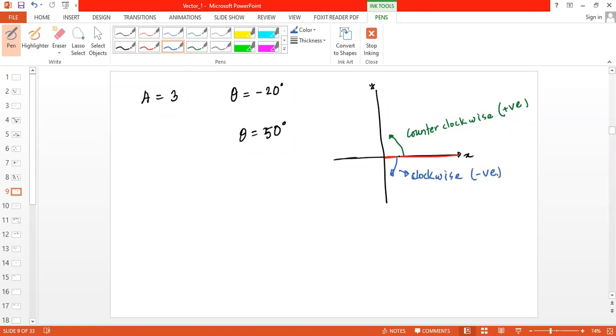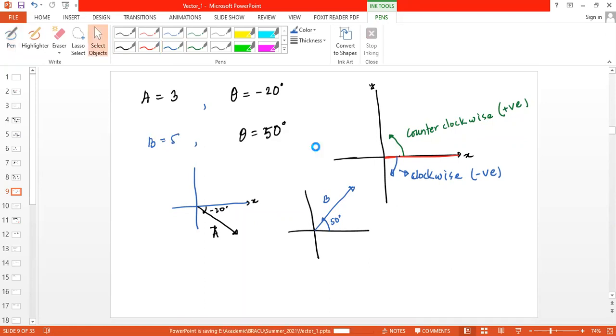So if someone says that the magnitude of the vector is 3 and the angle is minus 20 degree, this is my positive x direction. So let's say this is minus 20. So this should be your vector A. And plus 50 is like this. For plus 50, you have to go counterclockwise this way. Okay. Is it clear? The positive and negative angle. Is it clear to you guys? How to draw the positive and negative angle?